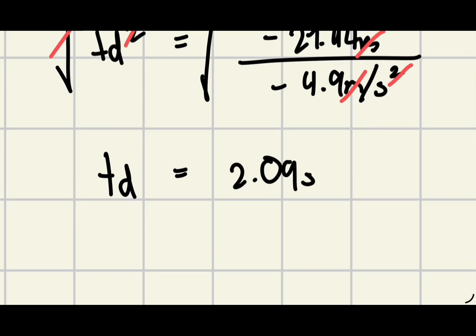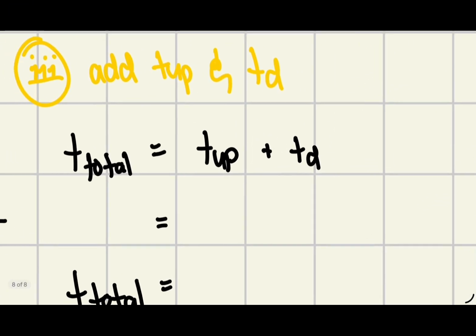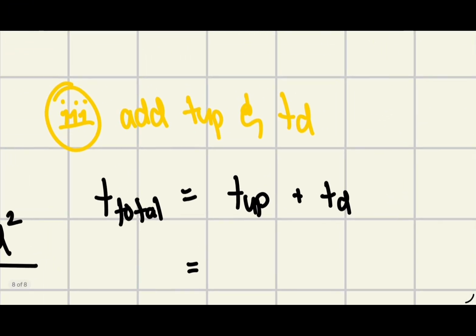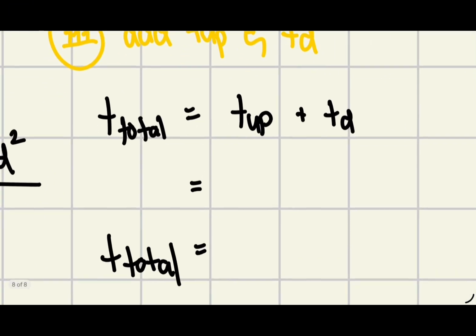And then for solving for the total time, you have to add both of these values, which is the t of up and the t of down. So we substitute: that is 2.89 seconds plus 2.09 seconds.